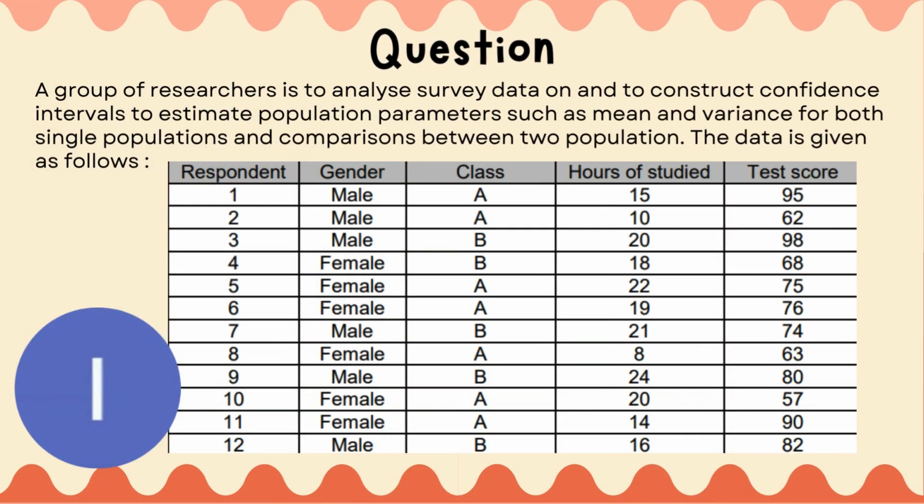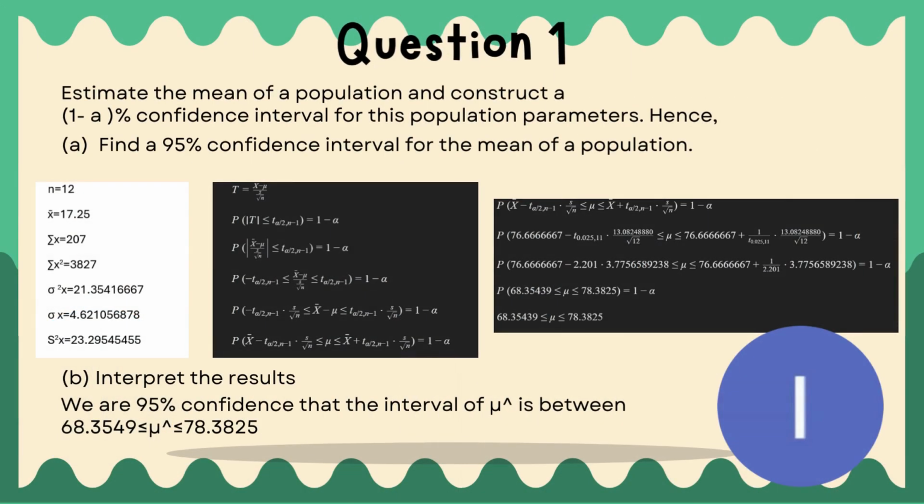So this is the question that was given by our madam, which is a group of researchers is to analyze survey data and to construct confidence intervals to estimate population parameters such as mean and variance for both single populations and comparisons between two populations. The data is given as follows. The first question is to estimate the mean of a population and construct a 1 minus alpha percent confidence interval for these population parameters. Hence, find a 95% confidence interval for the mean of a population.